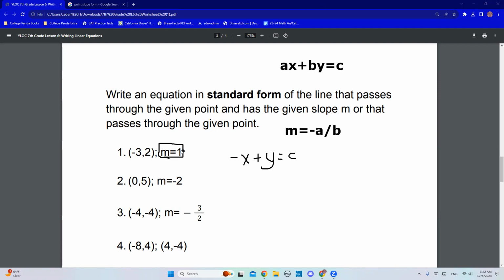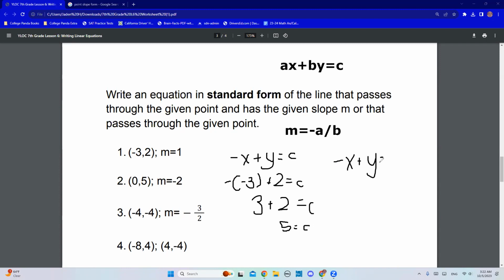All right, so we have negative x plus y. And now we plug in negative 3 and 2 for the equation. So negative of negative 3 plus 2 equals c. So the two negatives here would cancel out. So it ends us with 3 plus 2 equals c. So 5 equals c. And that gives us our final answer of negative x plus y equals 5. All right.